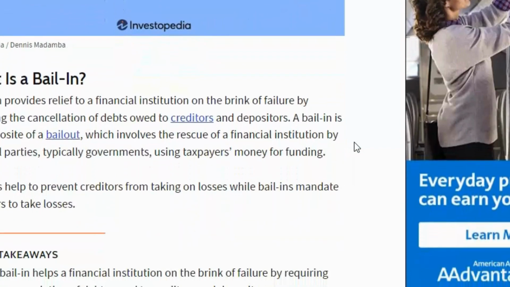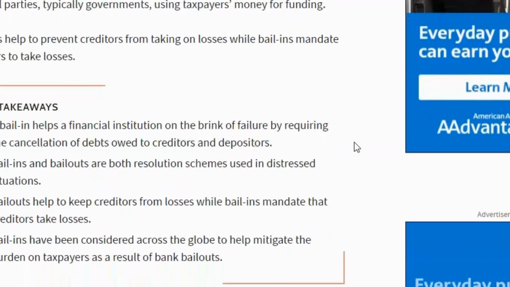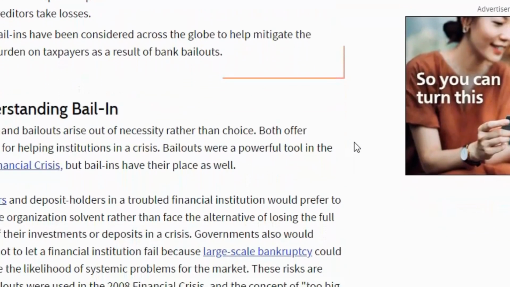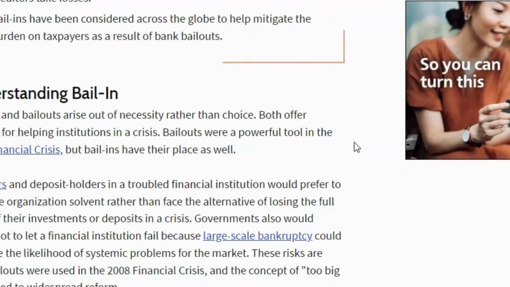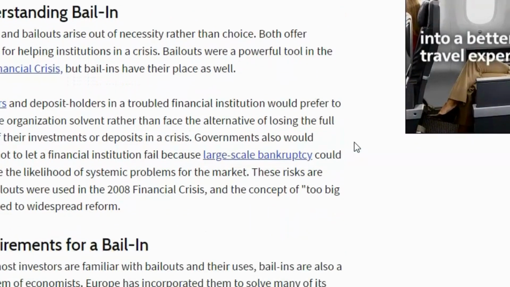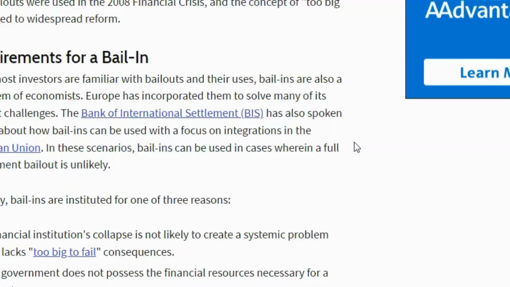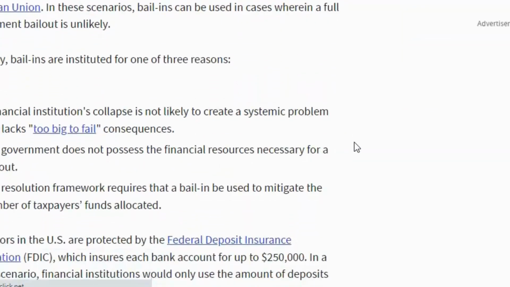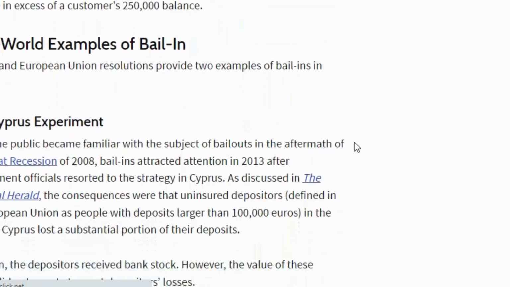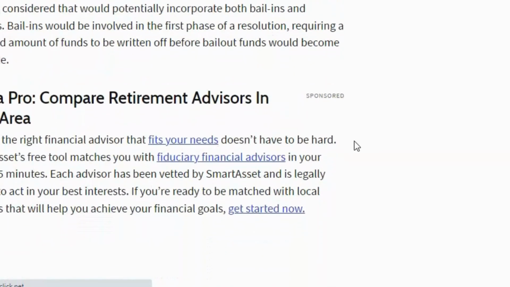So bail-in provides relief for financial institutions on the brink of failure by requiring the cancellation of debts. We already talked about that. Now, is this something that has happened anywhere before? Well, yes, it has happened in Europe. It has already happened. And you might say, well, that's Europe. That's not going to happen here, because you can see in the European Union, it has occurred, particularly in Cyprus. And we do have a protection here up to 250,000, but let's take a look down here.